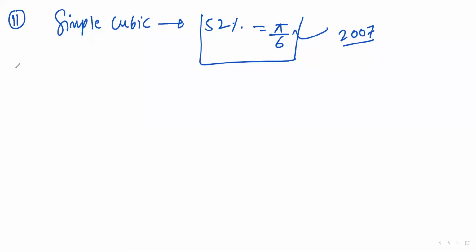Now look at the question number 12. In FCC, face-centered cubic, unit cell is shared equally by how many unit cells? Equally, it is asking about equally. So it is shared equally by 6 faces of different unit cells, right? So in FCC, total 6 faces are there, right?